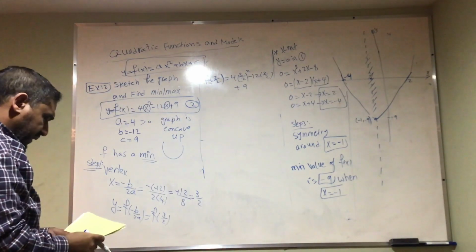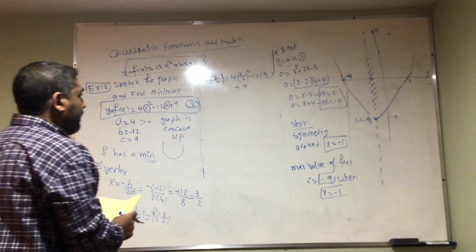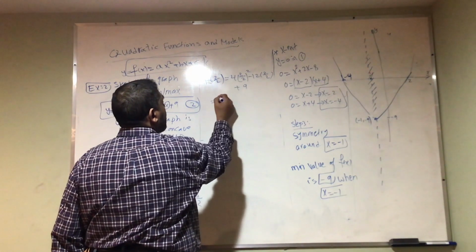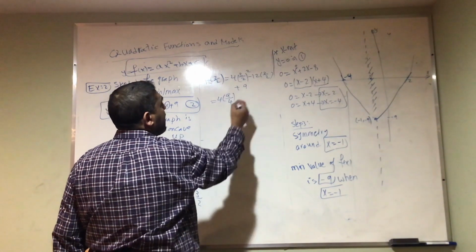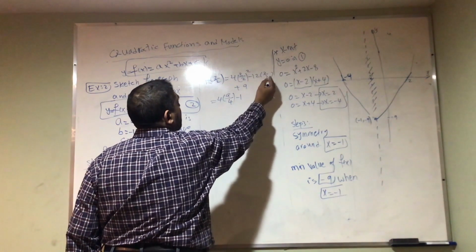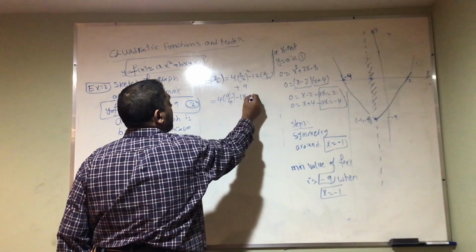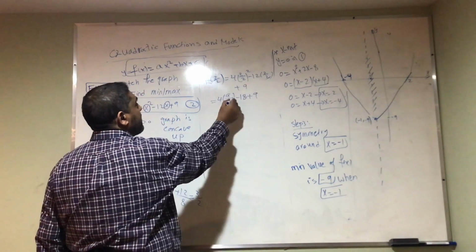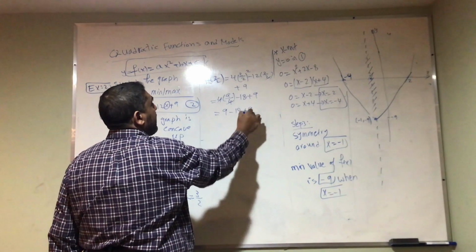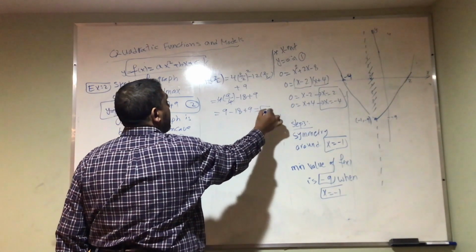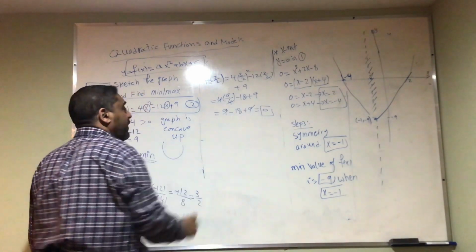So let us simplify to get the value. 4 times 3 over 2 squared gives 9 over 4, minus 12 times 3 over 2. The 2 cancels with the 2 here, so you get 18, plus 9. The 4 cancels with the 4. So what do you have? You have 9 minus 18 plus 9, which gives you 0. The value here is 0. 9 with 9 is 18, minus 18, you get 0, right?